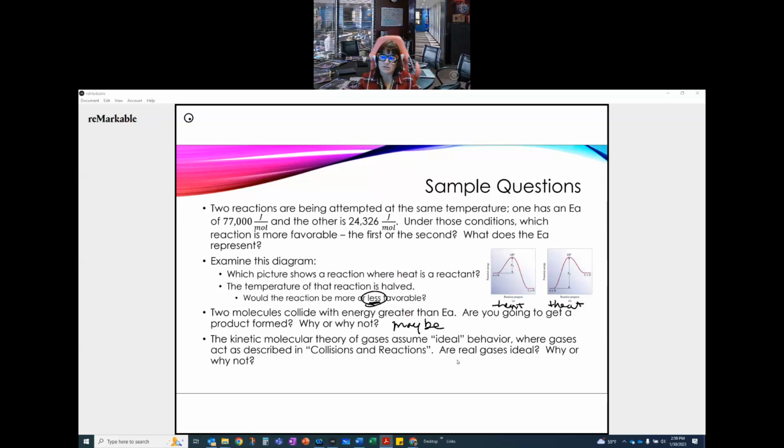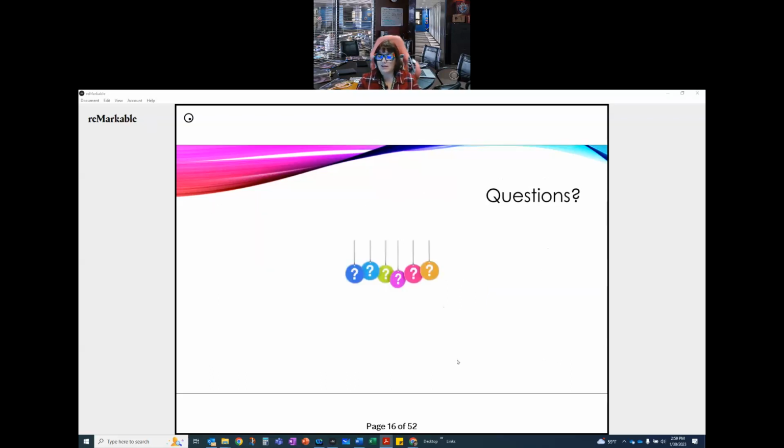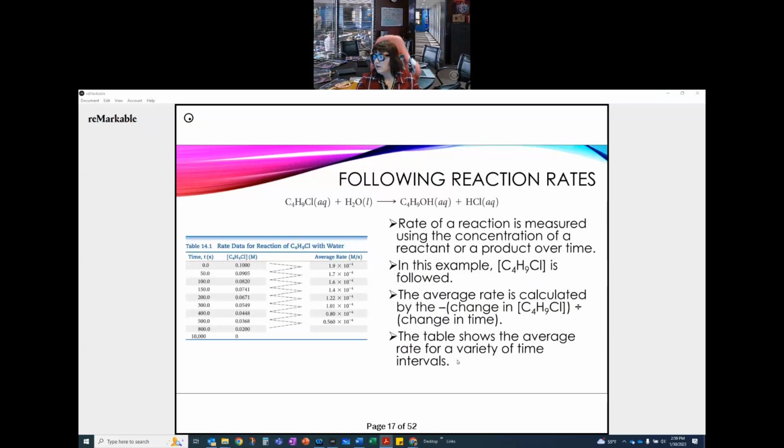There are conditions where we can make them more ideal, to where they react more like the ideal behavior that we're looking for. But that's not always the case. And so we don't always see exactly what we expect out of the kinetic molecular theory because they're not ideal. Okay? So hopefully that's good. Questions, comments, problems, concerns, anything. Let me know. Let's talk if you're having issues.